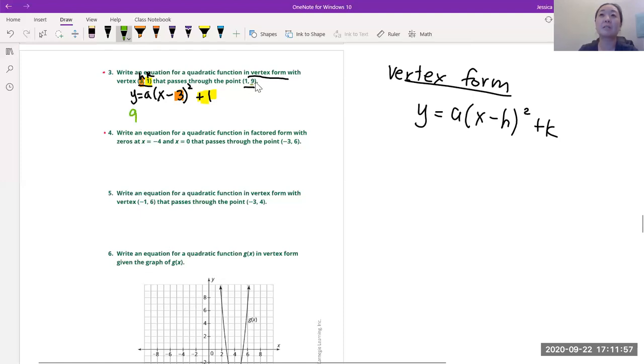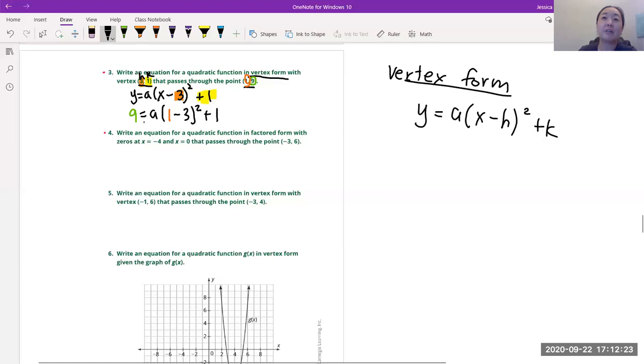That's going to be this number right here. And then equals a, we still don't know a, times x. We'll make that this color. We'll go 1. So it's going to be 1 minus 3 squared plus 1. Just like that. And if I had more room, and I wish they would have given us more room, but they didn't, so we'll work with it.